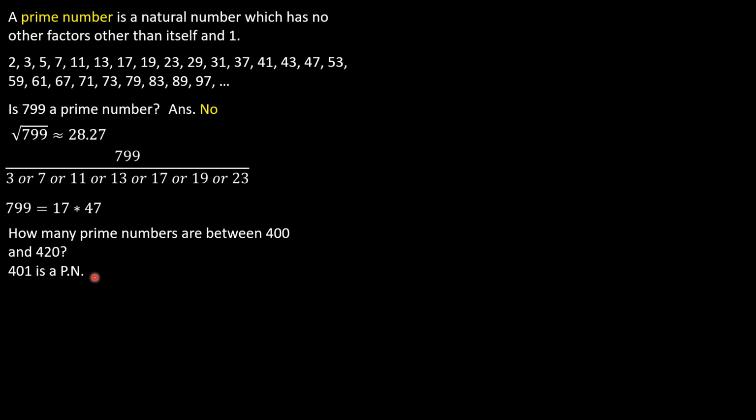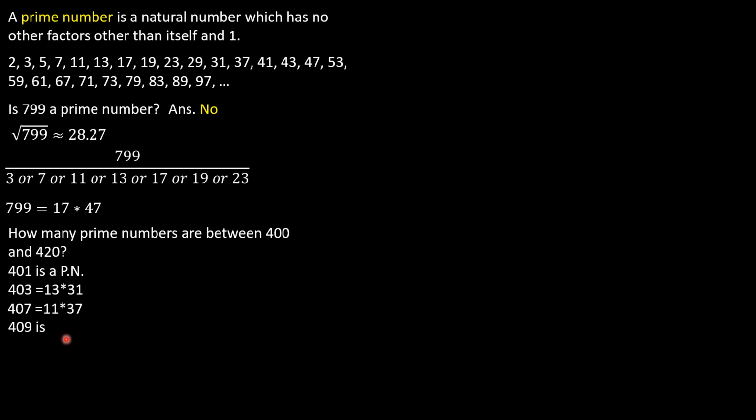402 is of course divisible by 2. It's not a prime number. 403 is equal to 13 times 31. Therefore, it is not a prime number. It is a composite number. 404 is divisible by 2. 405 is divisible by 5. 406 is divisible by 2. Let's proceed to 407. 407 is 11 times 37, so it is not a prime number. 408 is divisible by 2.